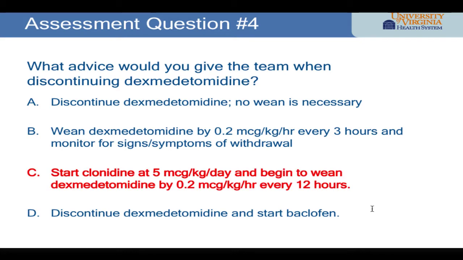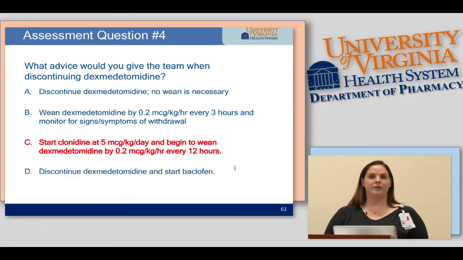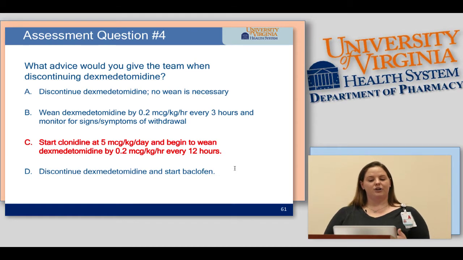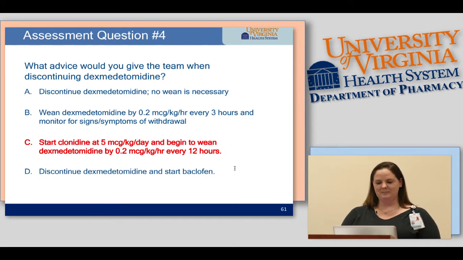So C is the correct answer. We definitely do want to wean dexmedetomidine. We don't want to abruptly discontinue because you can have those symptoms of rebound hypertension and tachycardia. The reason why B is not the correct answer is because we don't really want to decrease the dose of dexmedetomidine every 3 hours. We want to extend the period out to every 8 hours or every 12 hours, just because we want to prevent those symptoms of withdrawal from appearing. And then, of course, D is an incorrect answer as well.